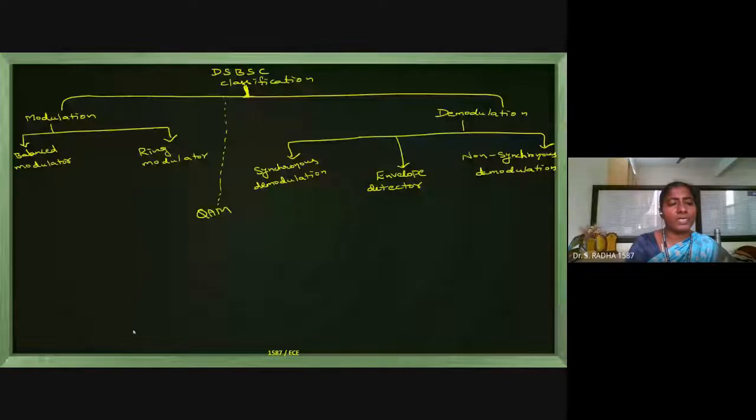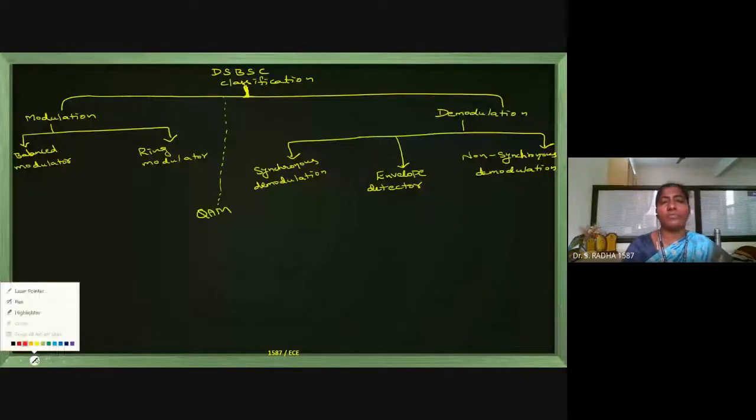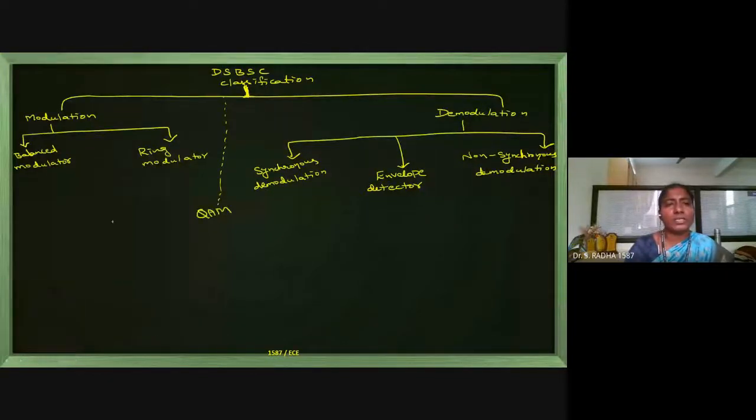Classification of DSBSC. Modulation occurs at the transmitter side, and demodulation occurs at the receiver side. In modulation, we are converting message signal M of t to modulated signal S of t, and that travels through the channel. After the channel, the receiver will come.